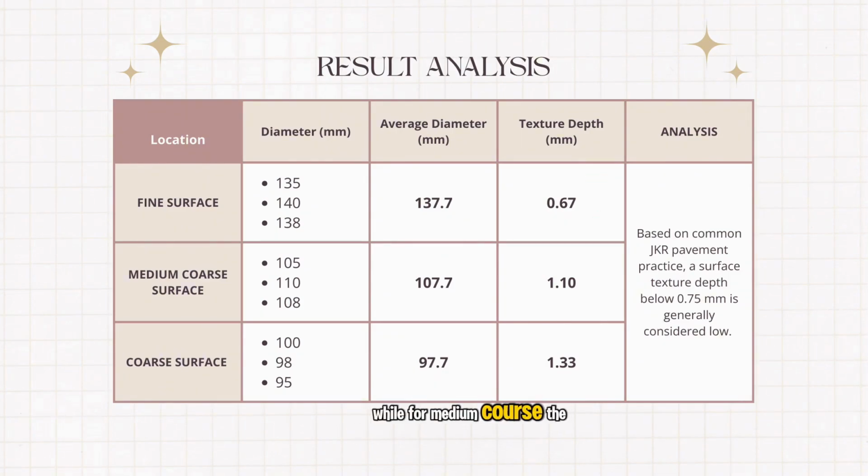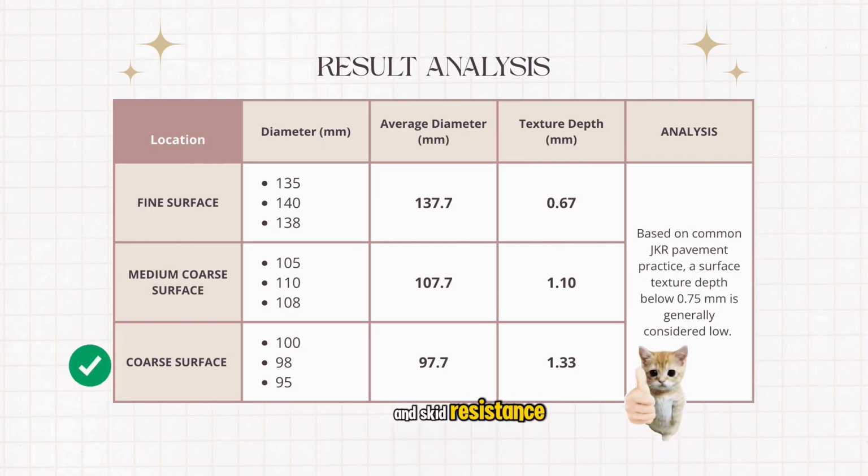While for medium coarse, the texture depth found is 1.10. So this exceeds the JKR minimum requirement and indicates a moderately rough surface that meets the standard. Finally, the coarse surface recorded the smallest average diameter of 97.7 and the highest texture depth of 1.33. So this indicates a rough surface with greater potential for drainage and skid resistance.